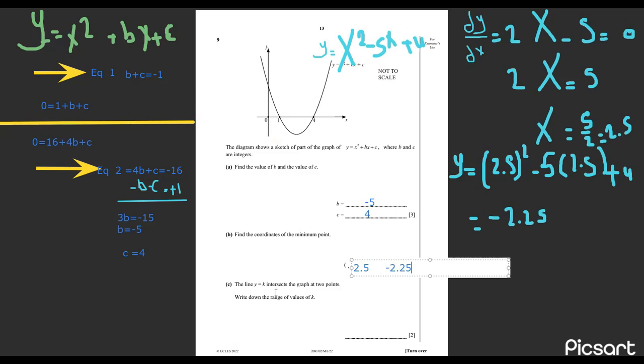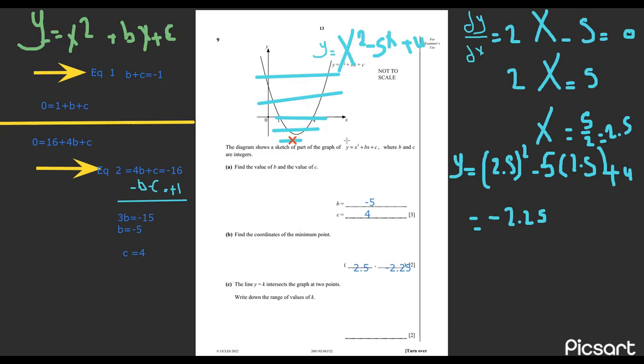Part C: the line y equals k intersects the graph at 2 points. Write down the range of the value of k. So we need the range where we have two answers. Here we have 2 answers, and here we have 2 answers, everywhere like this, but here we don't have 2 answers. Okay, so this is not having 2 answers. Here it is wrong. So here we can say that we have a minimum point.